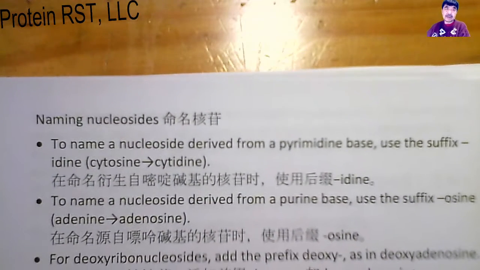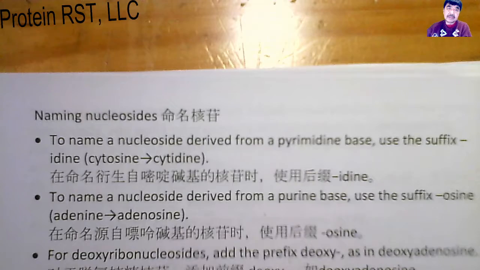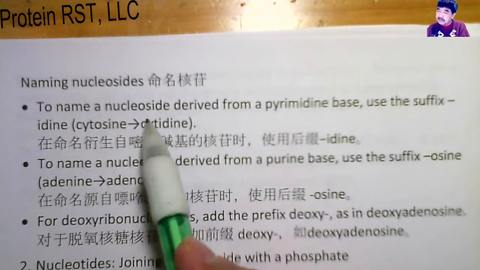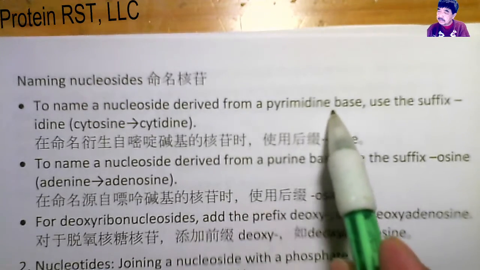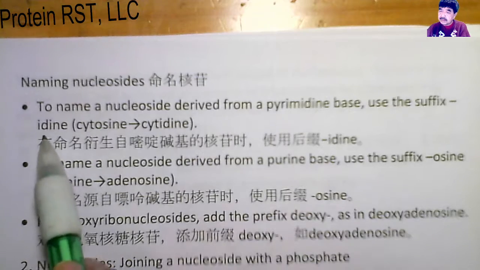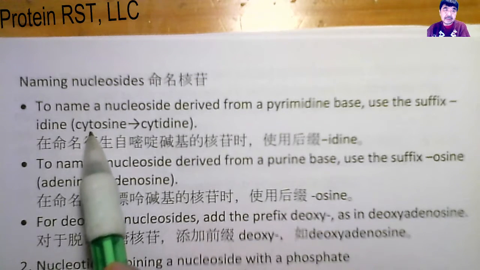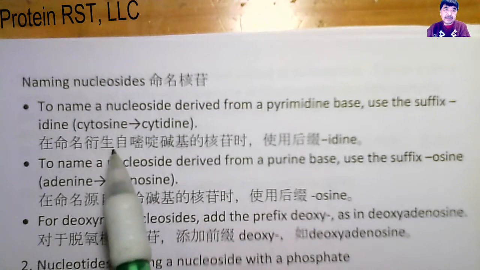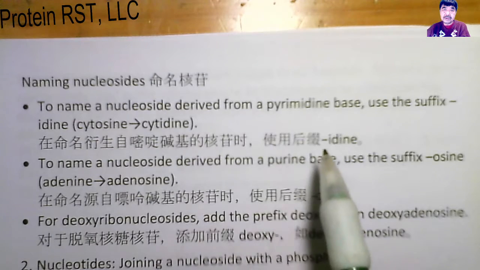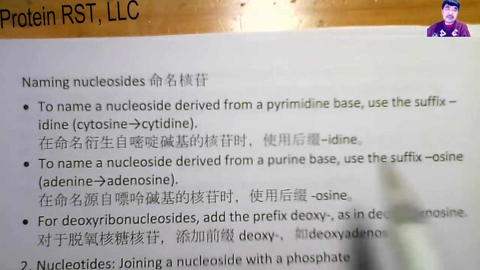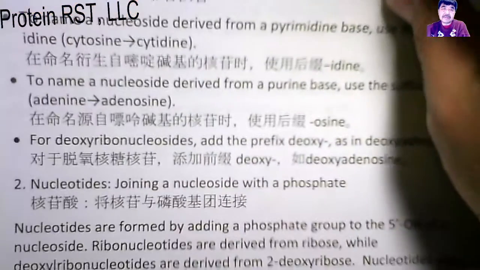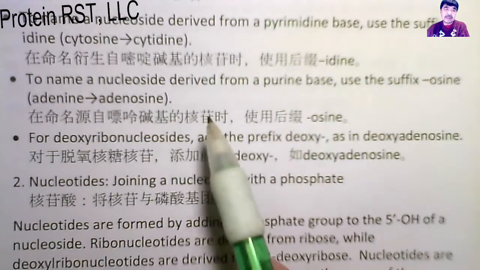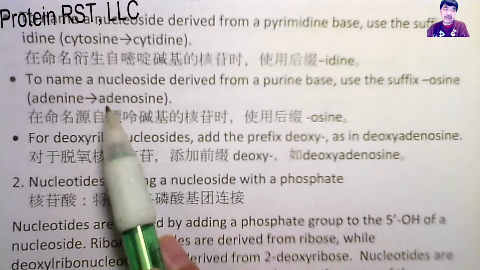Next, let's take a look at how to name nucleosides. To name a nucleoside derived from a pyrimidine base, use the suffix -idine. The example is here. Cytosine becomes cytidine. To name a nucleoside derived from a purine base, use the suffix -osine. The example is here. Adenine becomes adenosine.